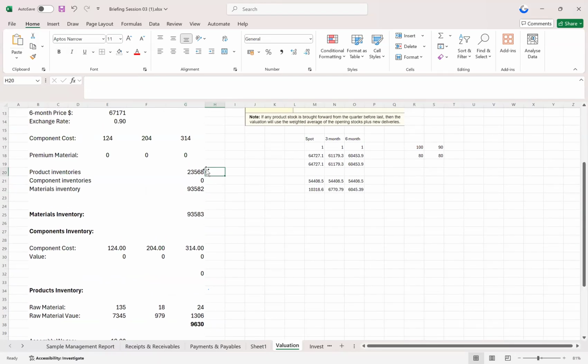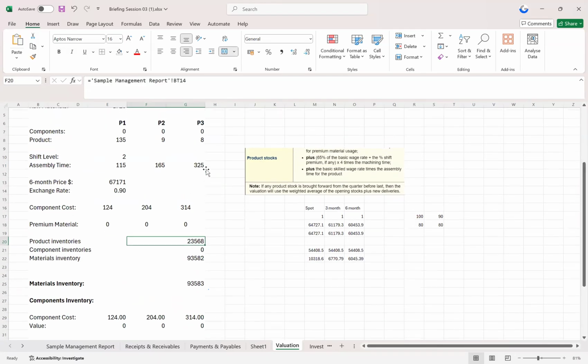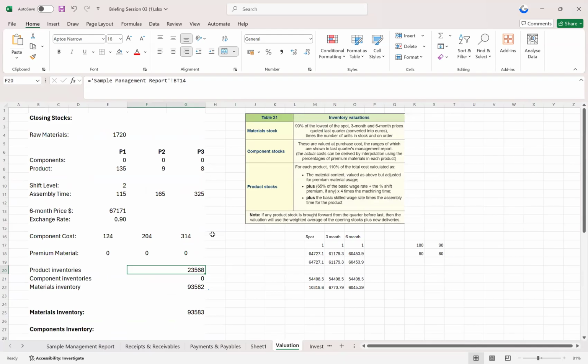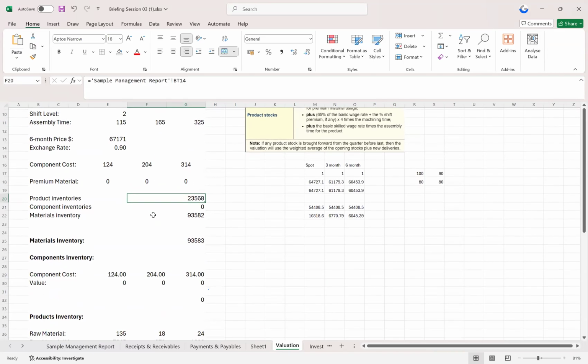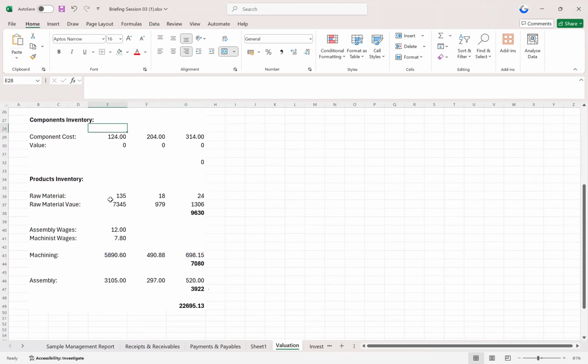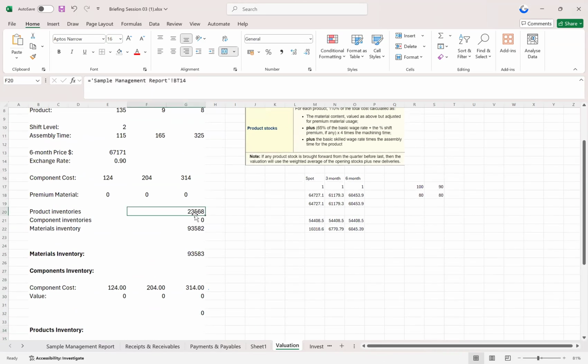The possible reason for the difference, I am not sure what the simulation is doing. Maybe it is the difference in the raw material prices: it is taking the previous raw material prices, or it is taking the spot raw material prices. But even if we do it this way, we are going to predict the actual cost of this.